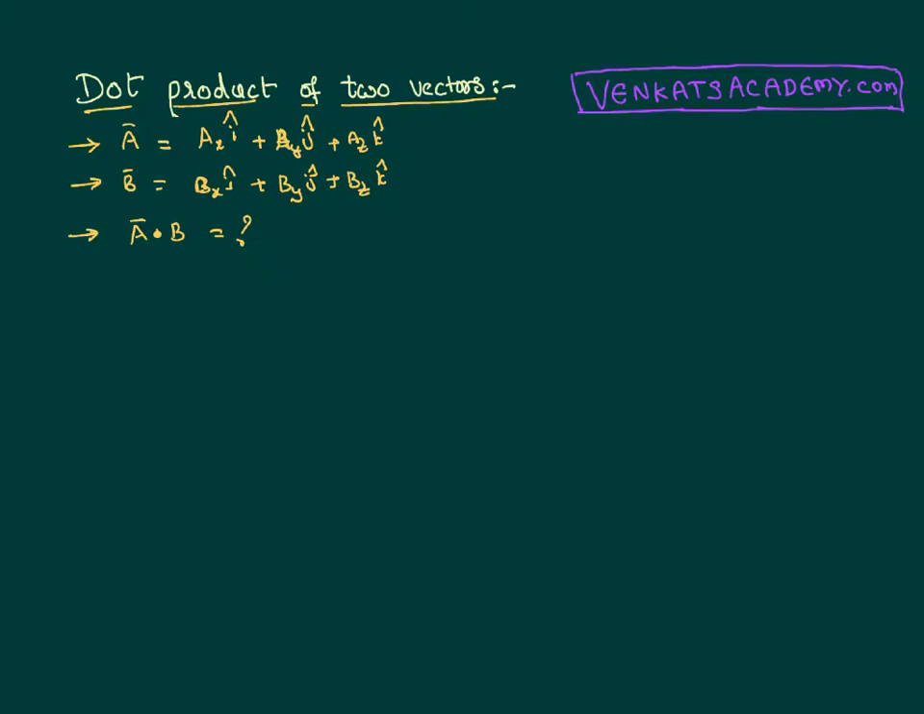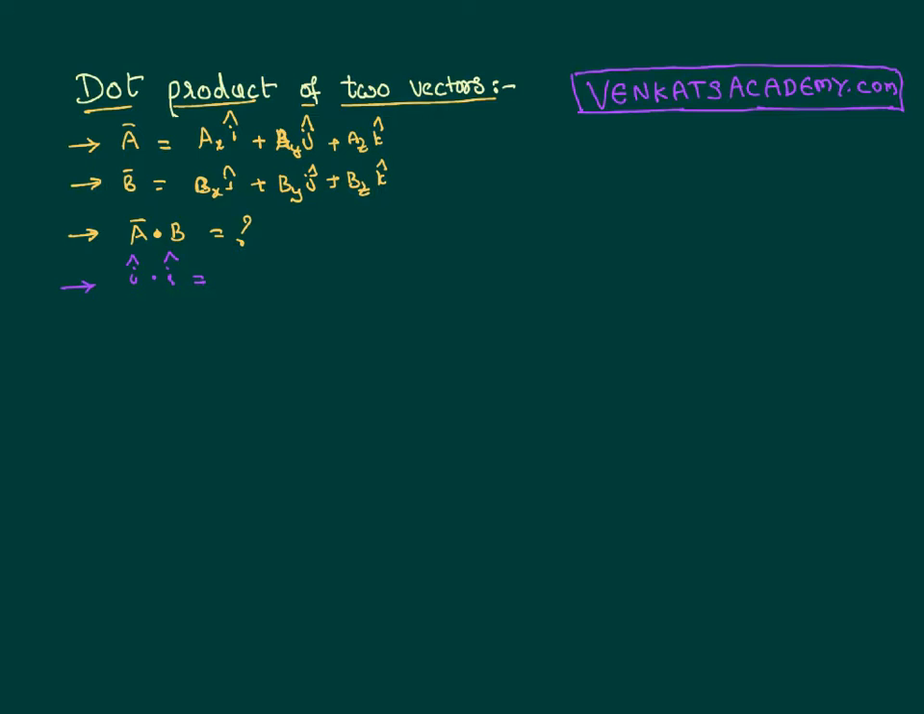So there are three terms in the first vector and three more terms in the second vector. When you multiply both of them, I am supposed to get 9 terms. Say, for example, I have multiplied the first terms of the first and second vector. It will be ax i cap and bx i cap. So I need to know, for ax bx, what is i cap dot i cap.